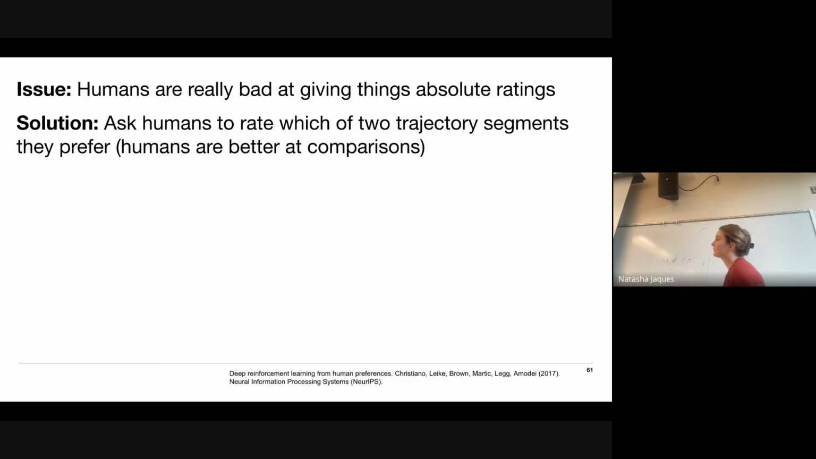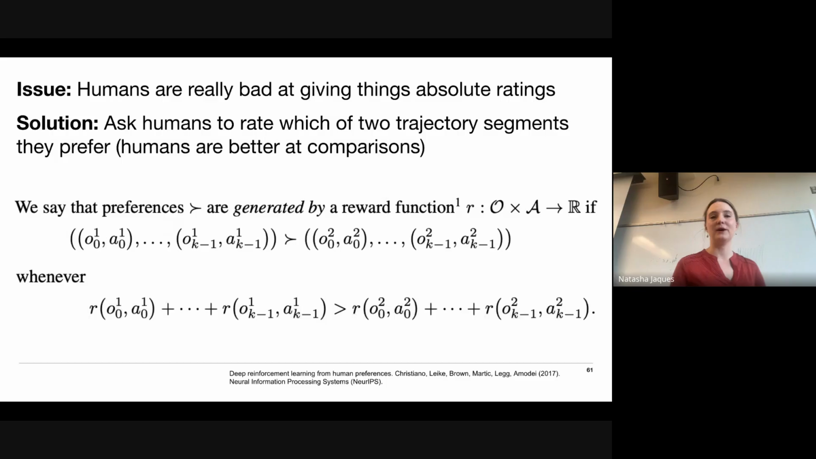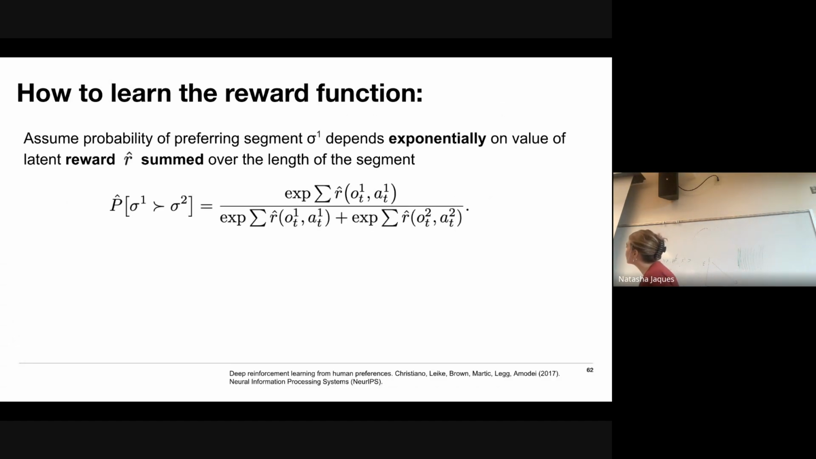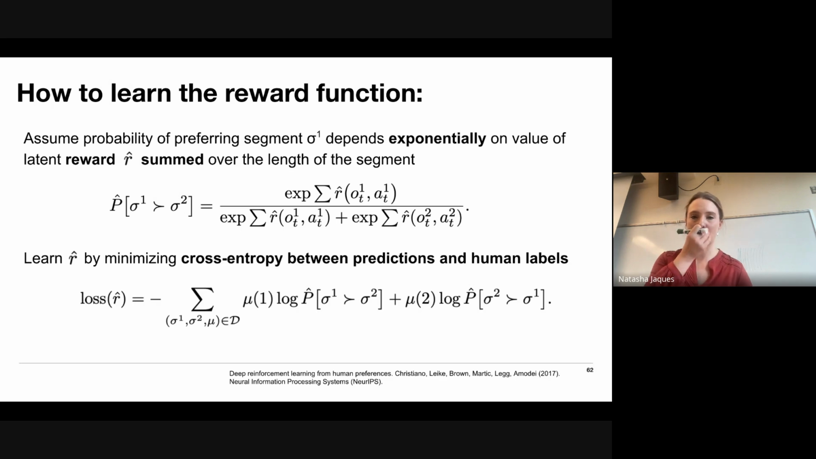So they asked the humans to rate which of two trajectory segments they prefer, because humans are better at making comparisons. And then they said that the human preferences are generated by this reward function R, such that the sum of the rewards of this must be better than the sum of the rewards of this. So if I'm saying this trajectory is better than this trajectory, that means I think this trajectory has higher cumulative reward, but under what reward function? So this is the BTL preference model.